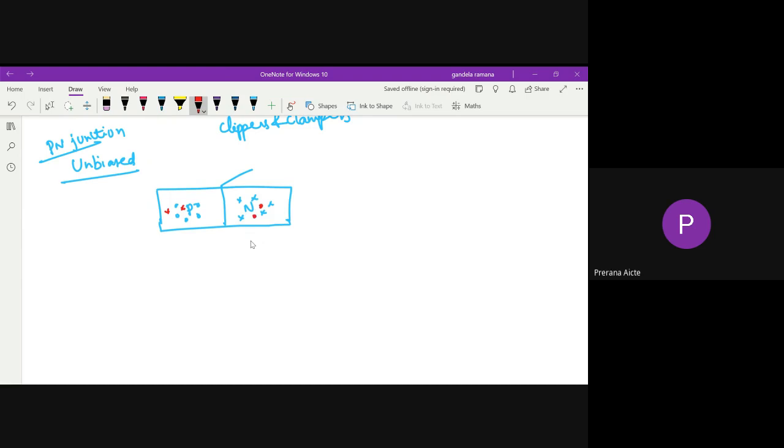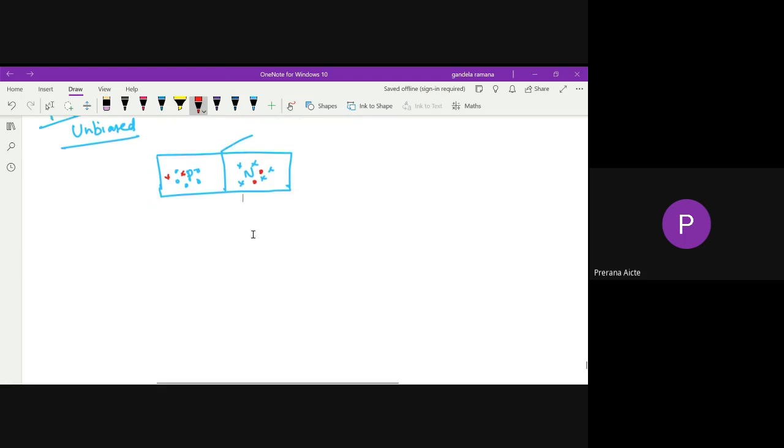Here in silicon, on one side pentavalent impurities are added, so that is called N type. On one side trivalent impurities are added, so that is called P type material. In P type, majority carriers are holes, minority carriers are electrons. In N type, majority carriers are electrons. This is called the metallurgical junction.